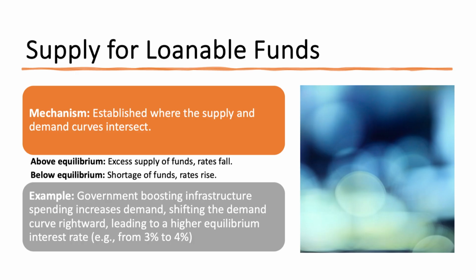For example, if the government increases infrastructure spending, this raises the demand for loanable funds. The demand curve shifts to the right, which leads to a new, higher equilibrium interest rate, say, from 3% to 4%. This shows how real-world events influence market interest rates.